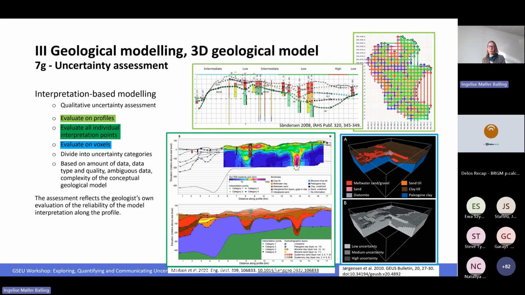This is a qualitative uncertainty assessment that reflects the geologist's own evaluation of the reliability of the model interpretation along the profile. The assessment is relative to the model area, and it cannot be directly compared to other models.